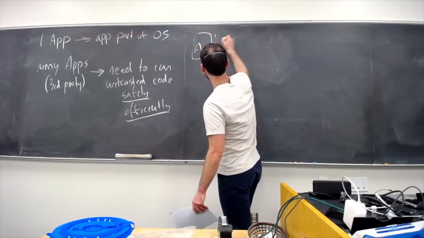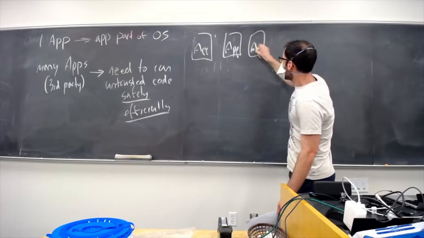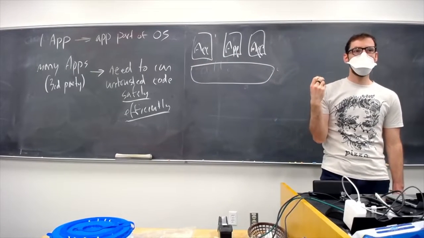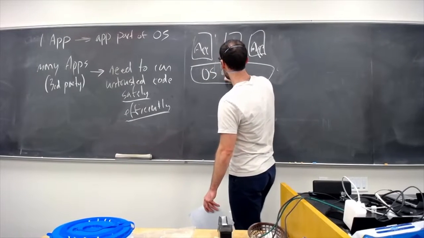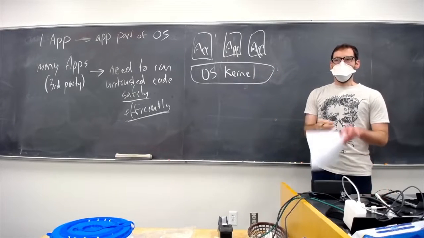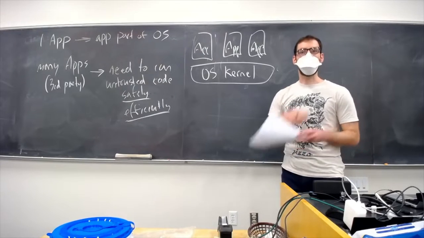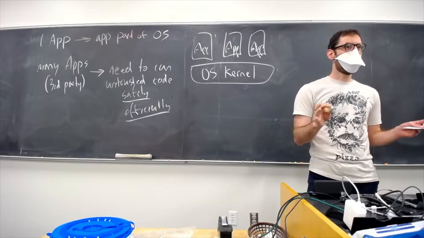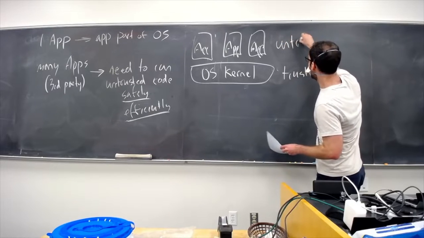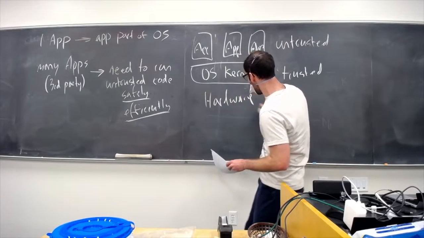So before we've seen a picture where we have multiple applications. I drew underneath that a box which I labeled operating system, but it's more accurately labeled this chunk of code, the operating system kernel. This part of the operating system is the first code that runs on the system and that we trust to be able to do anything the system needs to do. Trusted, untrusted, and below this is our hardware.